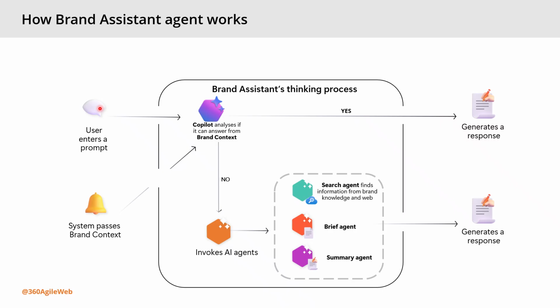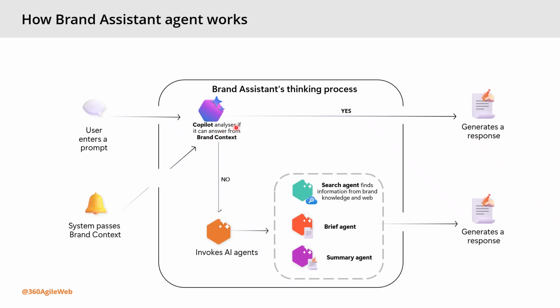Second step, the system passes information from the brand context. The system automatically provides information from the brand context, brand kit section of the system prompt. Basically, when you're interacting with the brand assistant, you should have selected a brand kit, and that gives us that system context, brand context.